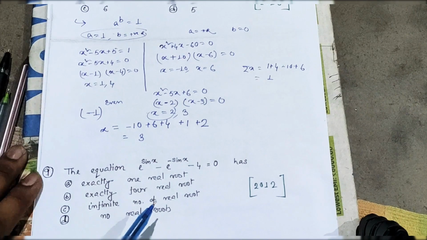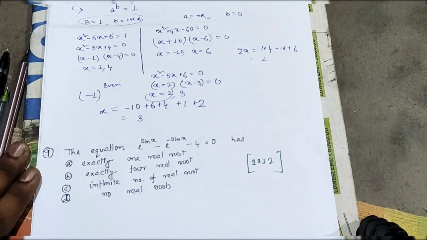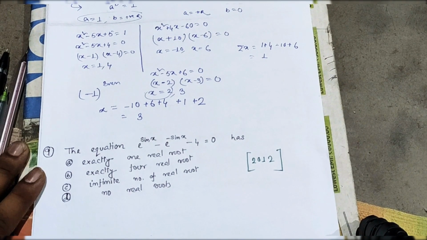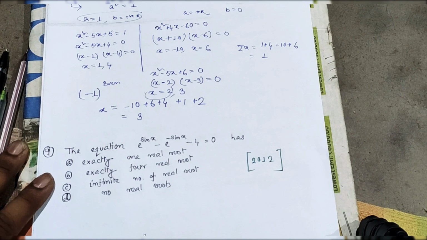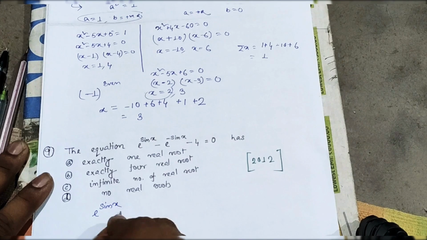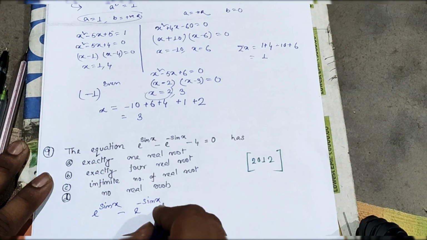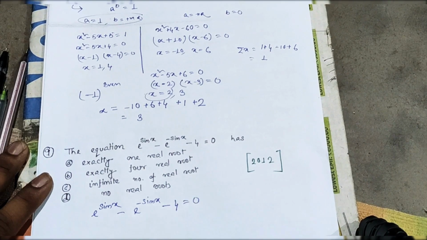In the next question, the equation e raised to the power sin x minus e raised to the power minus sin x minus 4 equals to 0 has exactly 1 real root, exactly 4 real roots, infinite number of real roots, no real root. It was asked in JEE Main 2012. So the equation is e raised to the power sin x minus e raised to the power minus sin x, that means 1 upon e raised to the power sin x, minus 4 equals to 0.